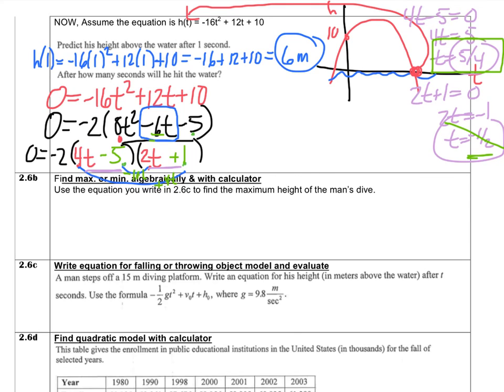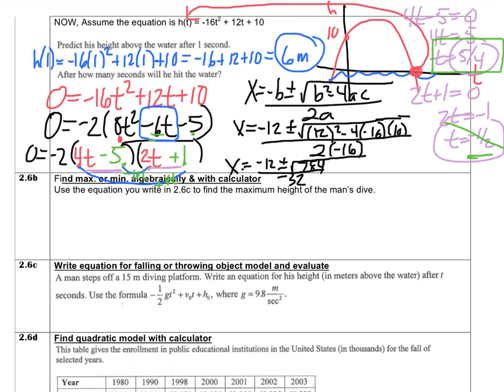Now, if you don't remember that, you can always revert to the quadratic formula. Remember, x equals negative b plus or minus the square root of b squared minus 4ac all over 2a. A is here, b is here, c is here. So let's just substitute that in and simplify, and I'll show you what it looks like. When you do that and set it up accordingly, and you simplify, you get negative 12 plus or minus the square root of 784 divided by negative 32.